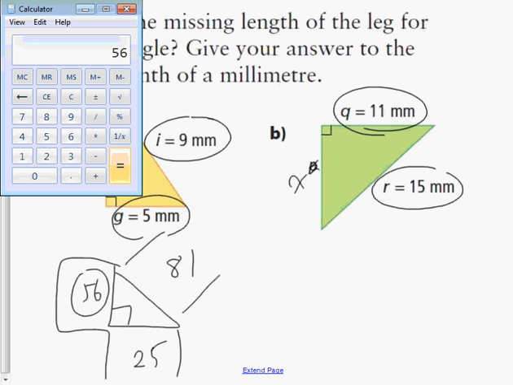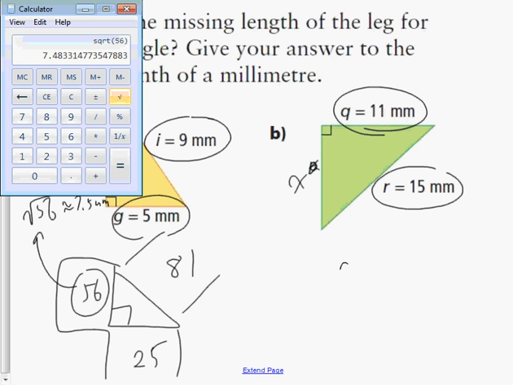The side length, however, will be the square root of 56, and the square root of 56 is approximately 7.5 millimeters. Okay? For the second question, we have the same thing.